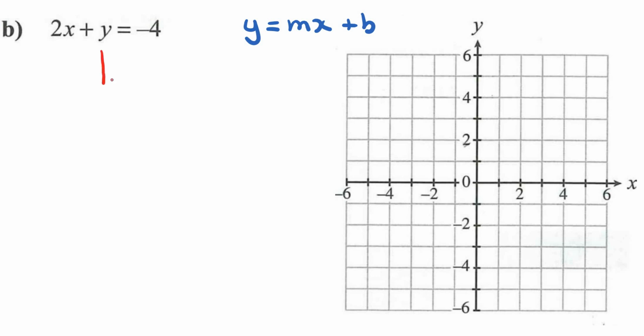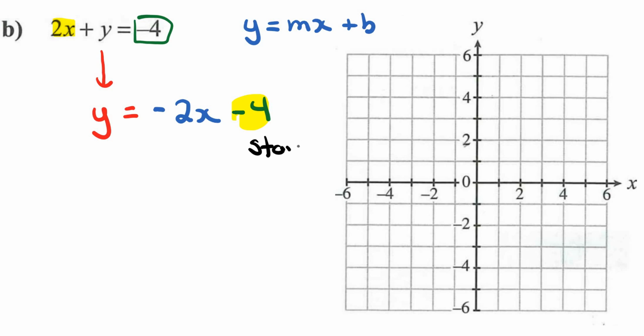The y can remain. Then we take our 2x and move that to the other side, and it becomes -2x. And then the -4 just remains as -4. This -4 is where we start, so we start over here at -4. Then ask yourself, what is the slope? Well, the slope is really -2 over 1.